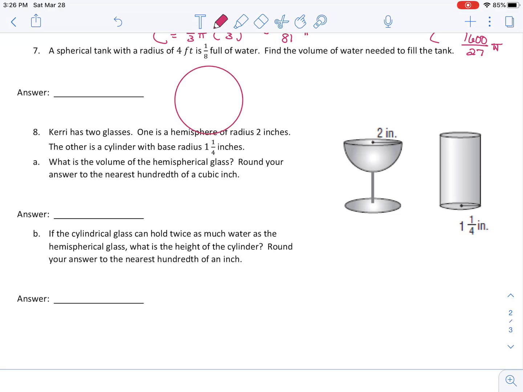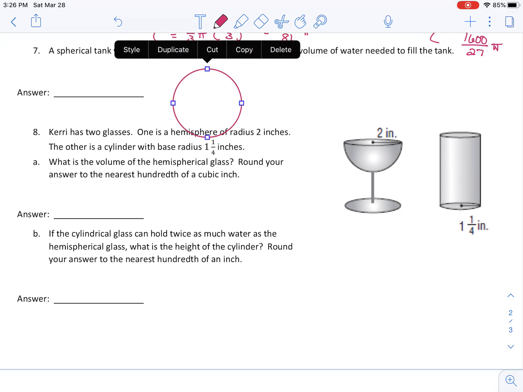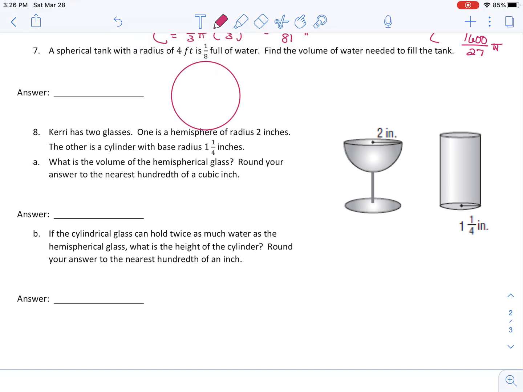Okay, number 7. A spherical tank with a radius of 4 feet. Why isn't this working? So I have my radius of 4 feet. Now it's not a circle, remember, I'm supposed to be drawing a sphere. Is 1/8 full of water. So somebody went to fill this up and it's only 1/8 full. I'm trying to find the volume of the water needed to fill the tank.